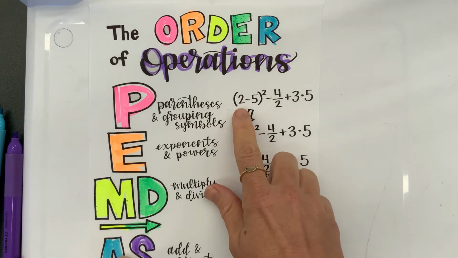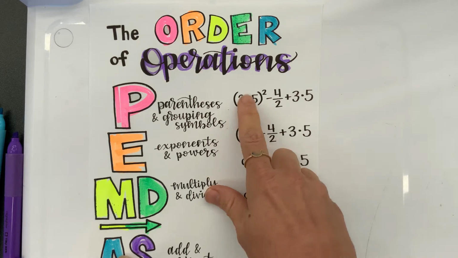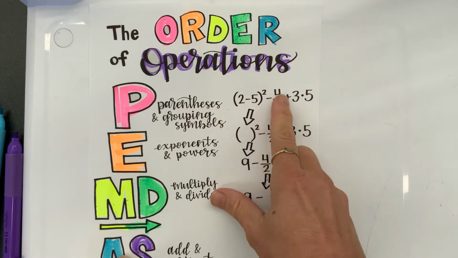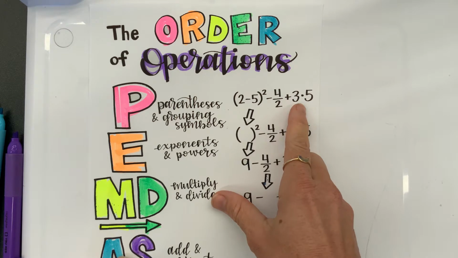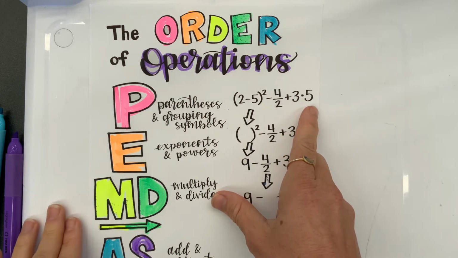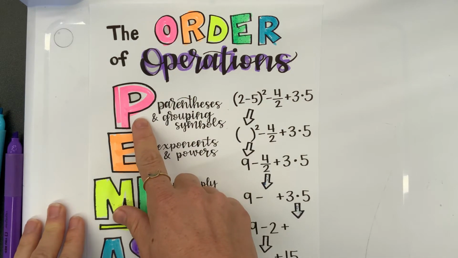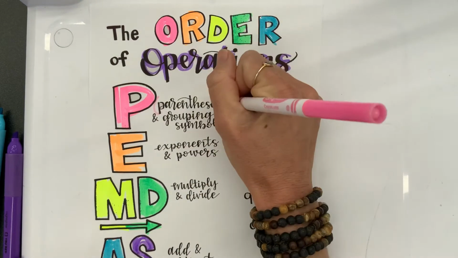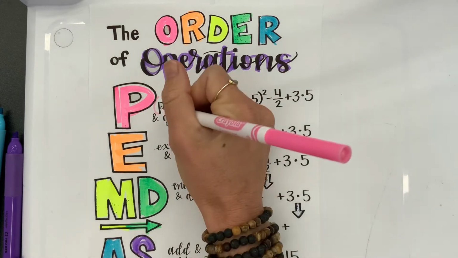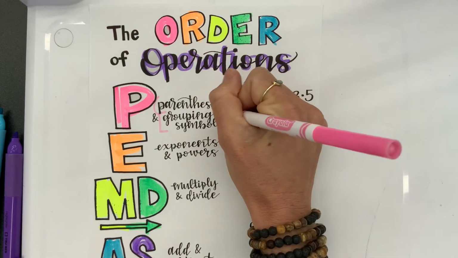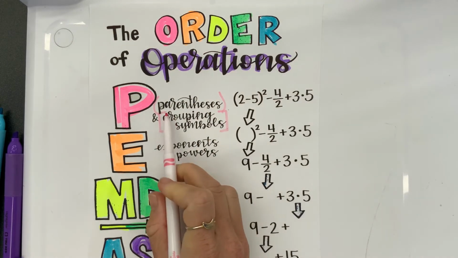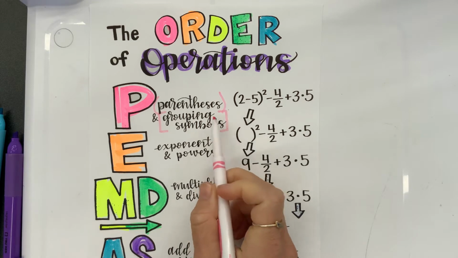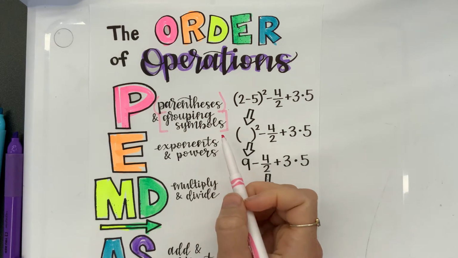Okay, so let's say we have something like this: (2 minus 5) squared minus 4 over 2 plus 3 times 5. I'm going to start with the parentheses. Anytime you have parentheses or other grouping symbols, that's where you start. I'm going to draw here some brackets because that's another set of grouping symbols that you might see.